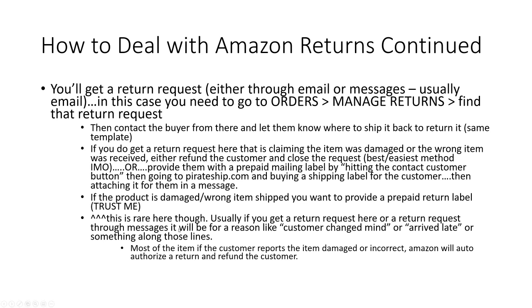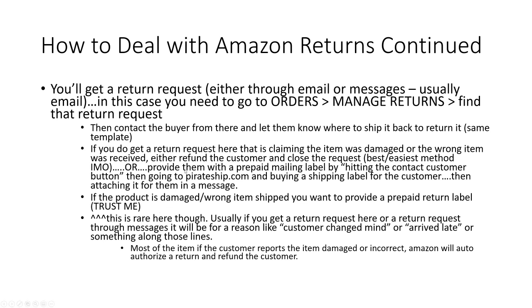Now, this is rare that you'll get a return request here that you need to actually go find in your orders and manage returns. It's rare that if you get a return request that it's going to be for a reason like it's damaged or inaccurate. Like, that's rare. Usually if it's reported damaged or inaccurate or something like that, or the wrong product, Amazon will tend to auto authorize them because the customer will go through a different way and their return will be authorized a different way, right? So every once in a while you will see it like the one that I just showed you, but that is rare.